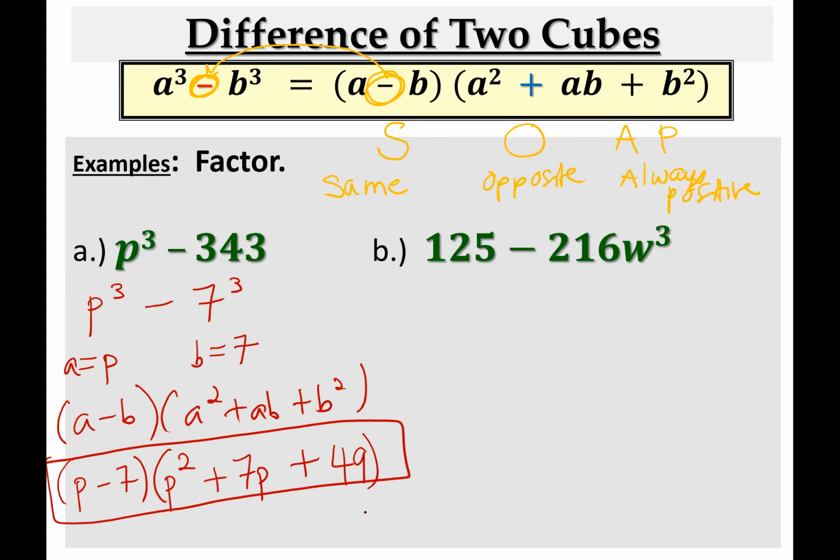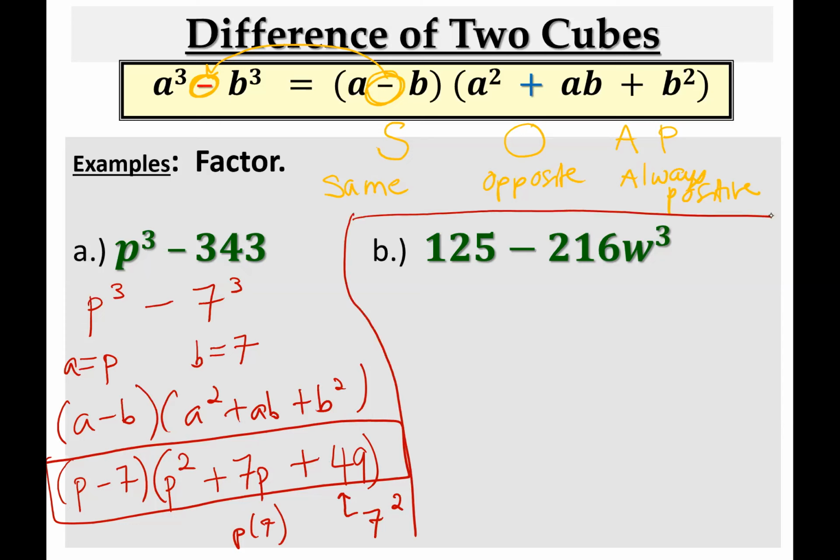Okay, so this is 7 squared, just writing a little note underneath, and then this was p times 7 for that middle term. All right, so p minus 7, and then p squared plus 7p plus 49. That long answer is what we're going for. So we started off with p cubed minus 343, and then we had our final answer. All right, one more using the same formula.